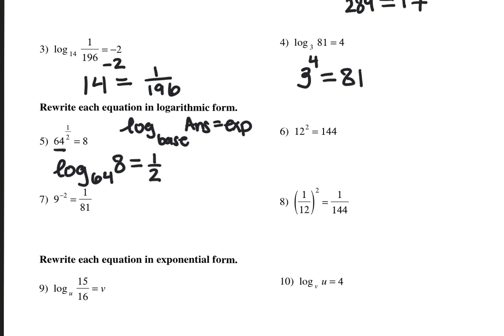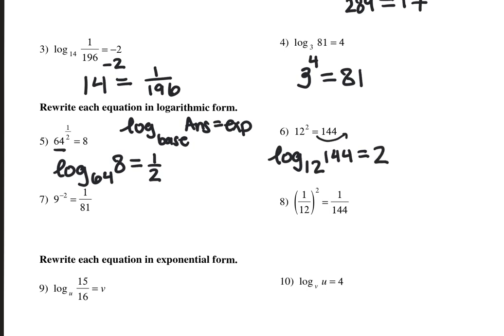So let's do it again. We have 12 squared is equal to 144. First, we're going to write the logarithm. We're going to shrink that base. The equal sign is basically moving here. So we have 144 equals, and we're going to move that exponent to the side here.